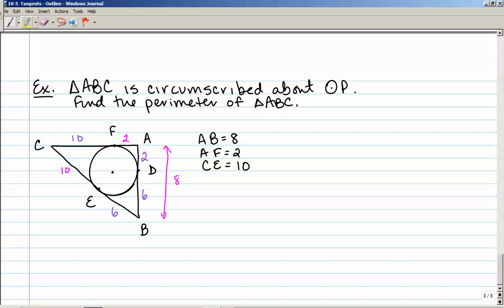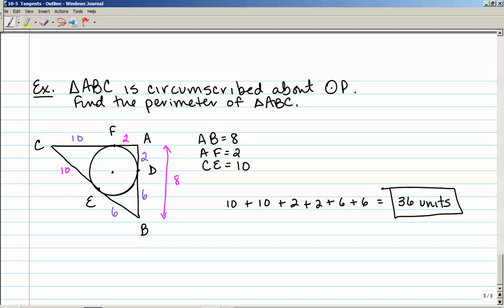So now to find the perimeter, all I have to do is add those up. 10 plus 10 plus 2 plus 2 plus 6 plus 6. And the perimeter of the triangle is 36 units.